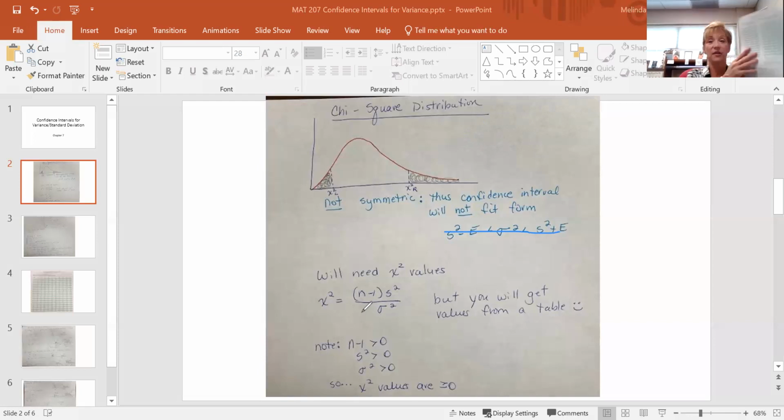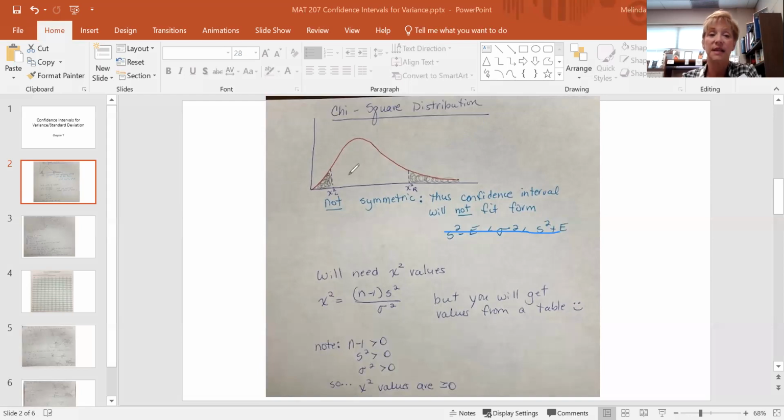Also, if you have one of these little flippy fold-out things, it's also in here. But I do want to show you something. Here's how they got the chi-squared values. N always stands for your total. And then your standard deviation squared, that's your variance, that's your sample one, and that's your population one.